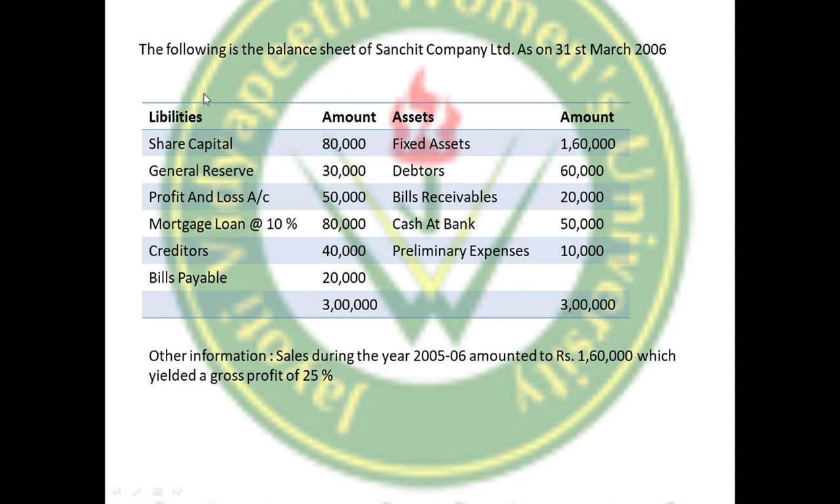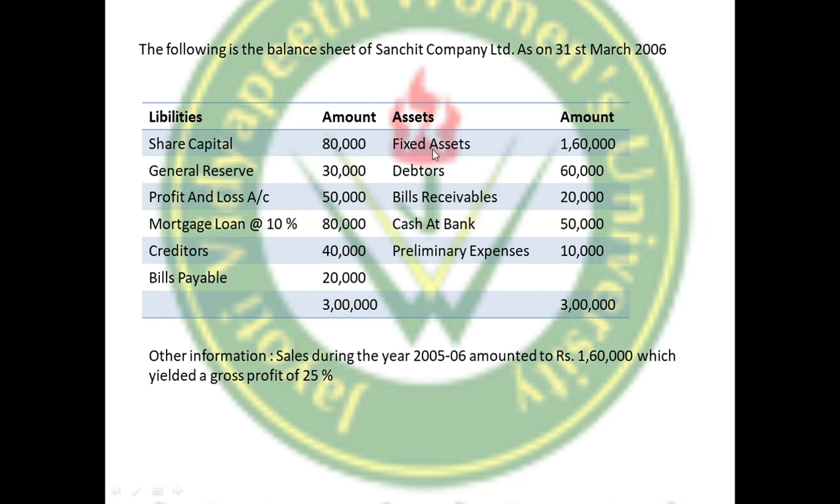This is the liability side, this is the amount, this is the asset side, and this is again the amount. The share capital of the company is 80,000, general reserves are 30,000, profit and loss account is 50,000, mortgage loan at the rate of 10% interest is 80,000, creditors are 40,000, bills payable are 20,000. Now these were the liabilities of the company. Total of the liability side is 3 lakh.